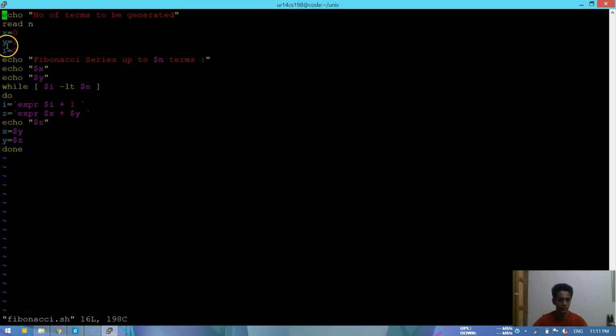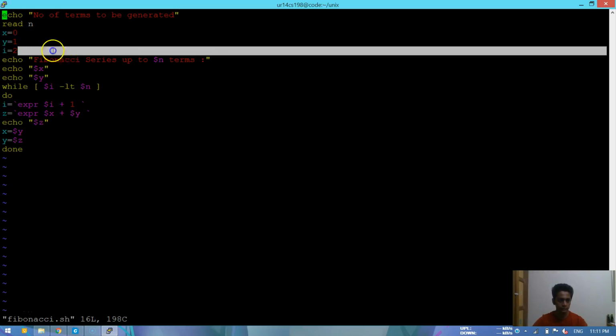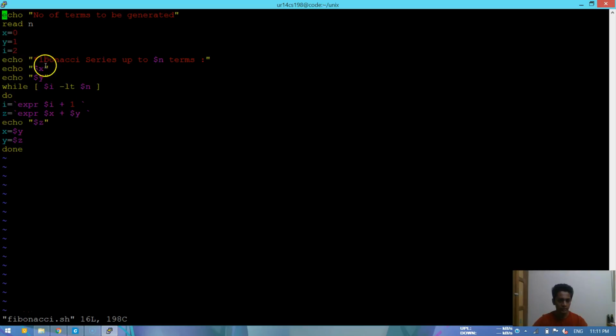So x equal to 0, y equal to 1 will be printed. Then i equal to 2, and i will be incremented. So Fibonacci series up to $n terms, echo $x, echo $y. While i is less than or equal to n, do i is equal to expr i plus 1, so 2 plus 1 is 3. Then z is equal to x plus y.